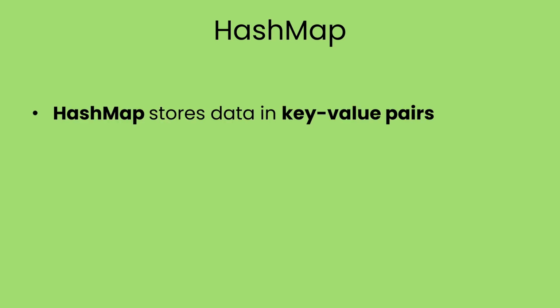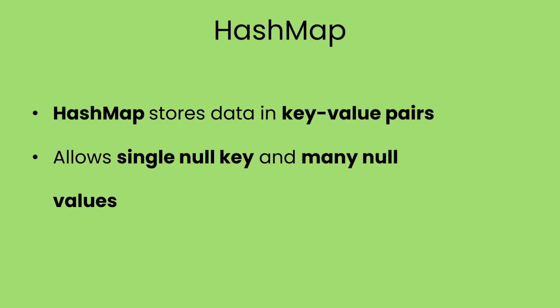Like different data structures, map also has its implementations. One of the popular implementations is hashmap. Hashmap stores data in key-value pairs. This is typical map construct, and it allows single null key and many null values. And of course, hashmap is not synchronized, and if you are writing application which uses thread safety, and if you are using maps, then you should be careful because hashmap does not come out of the box as synchronized.